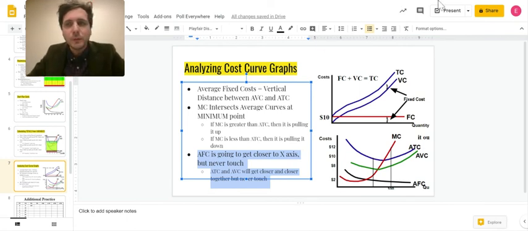Okay, hopefully that was helpful to you. Those are our cost curves. Next, we'll do actual chart practice of calculating these things.